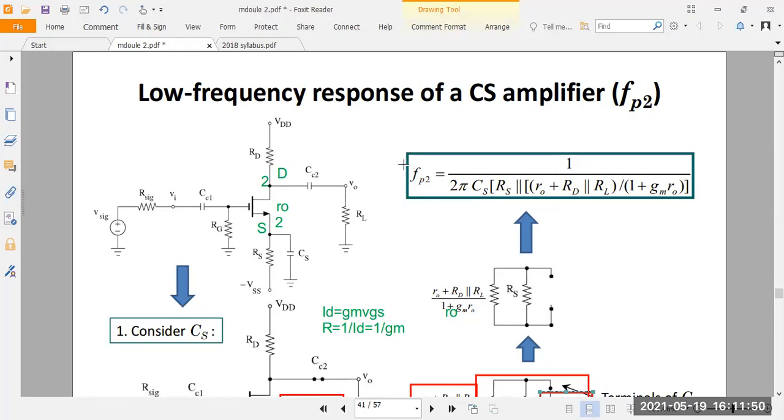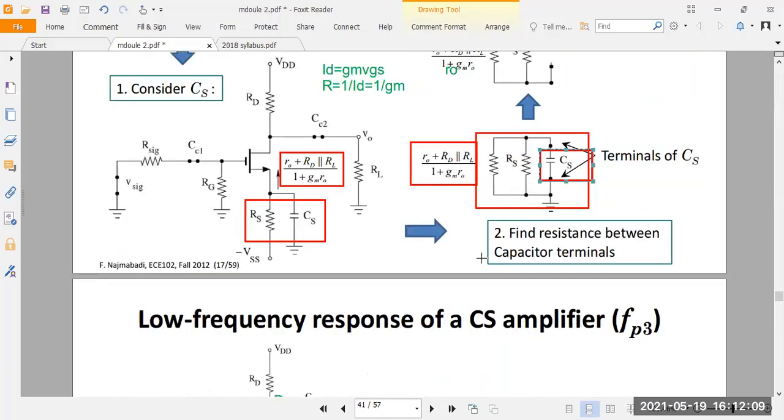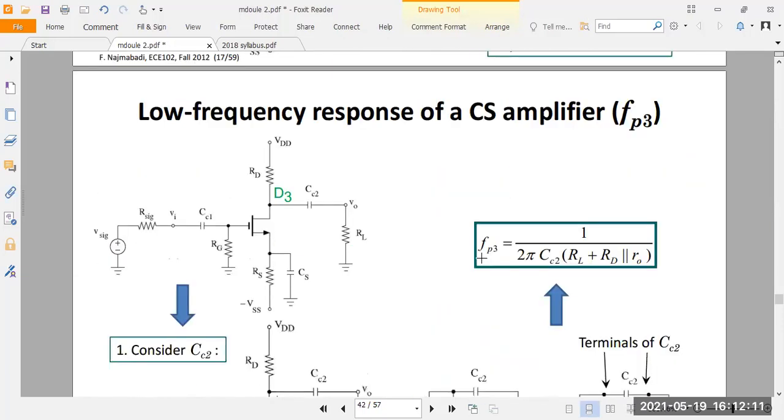So express the second pole frequency now: 1 divided by 2 pi RC. R is nothing but this total resistance: RS in parallel with R0 plus RD, in parallel with RL divided by 1 plus Gm into R0, times CS. CS should be an open circuit here, but when you come to the frequency, you have to substitute the C value. Last one is the third frequency pole.